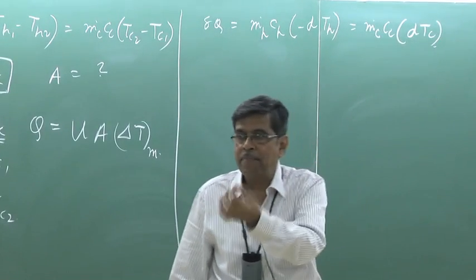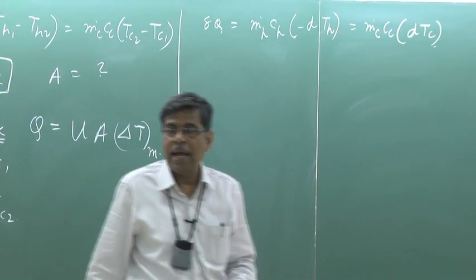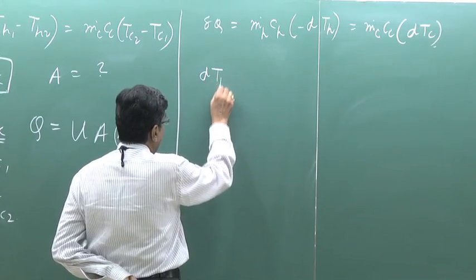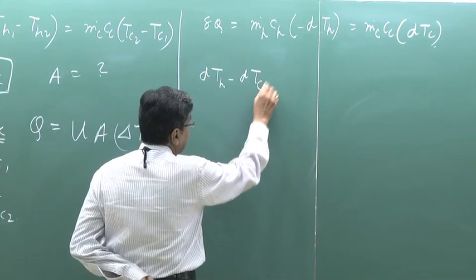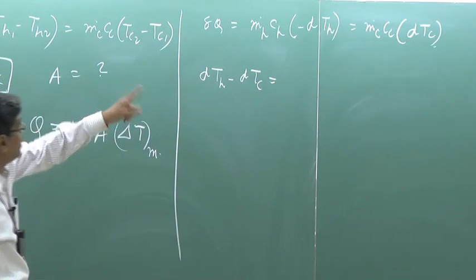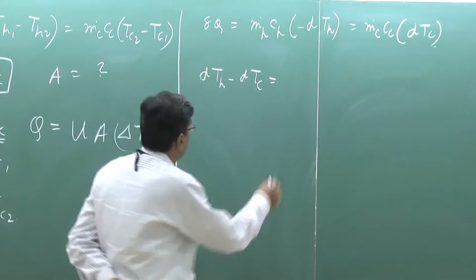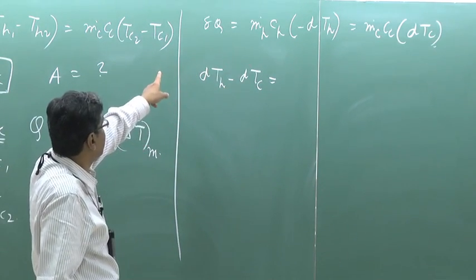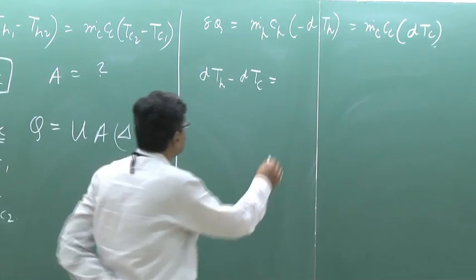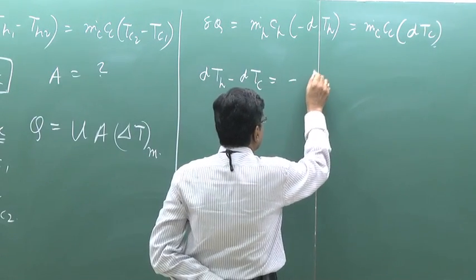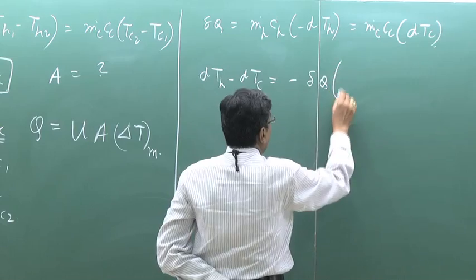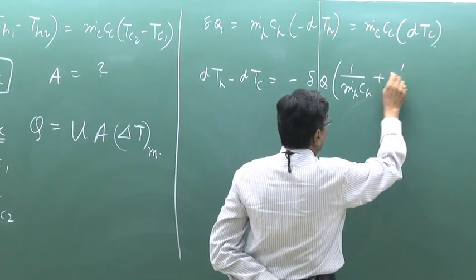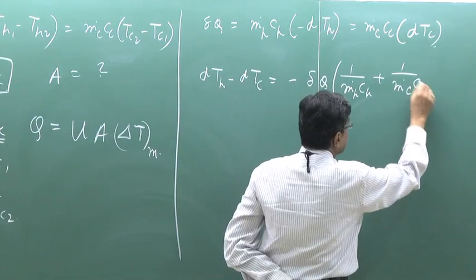Now we make a very simple, primary school level algebraic manipulation: dTH minus dTc equals what? dTH minus dTc, with dTH being minus and dTc also being minus, is minus delta Q times (1 by m dot H CH plus 1 by m dot C CC).